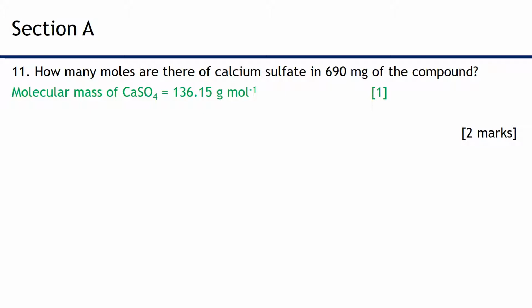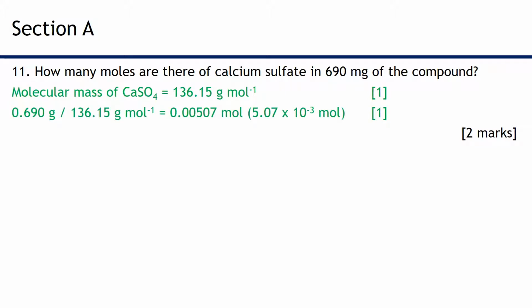Now we know the molecular mass and we know the mass of the compound that we have. We can work out the moles. We just have to remember to convert the 690 milligrams into grams. So 690 milligrams is 0.690 grams. Divide that by the molecular mass, 136.15 grams per mole, and that will give you 0.00507 moles, or 5.07 times 10 to the minus 3 moles.